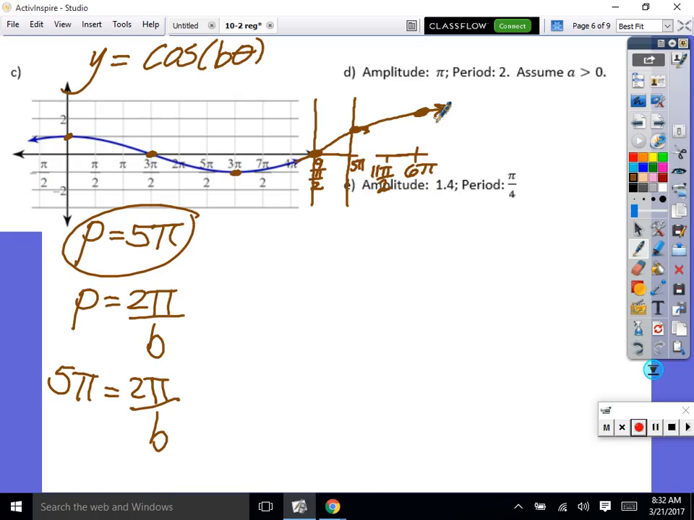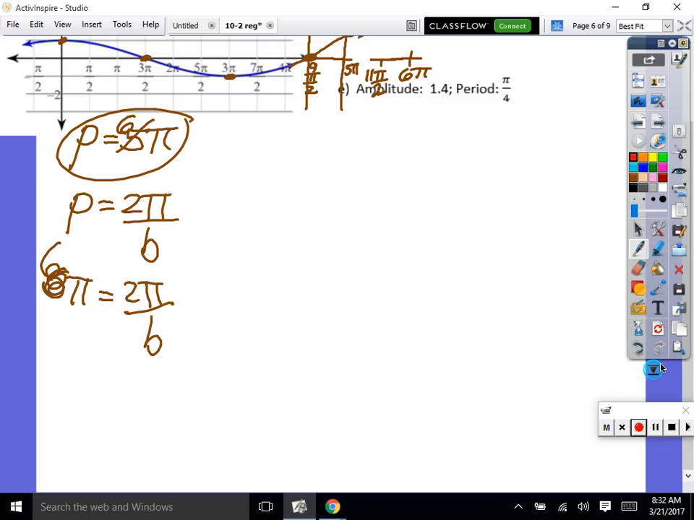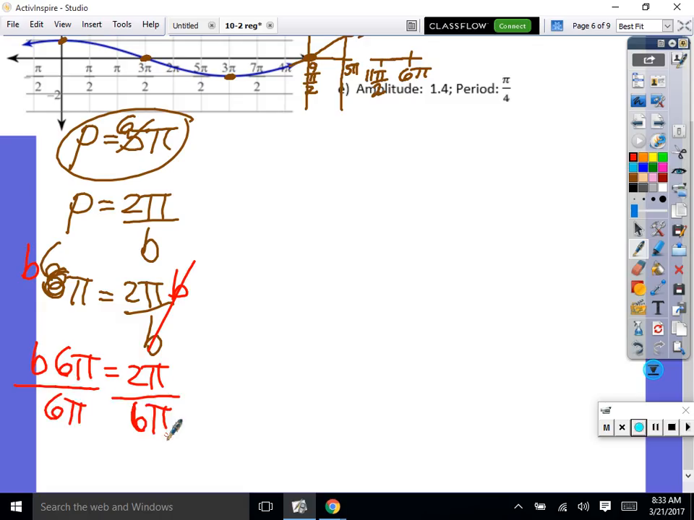Okay, so this actually is 6 pi right here. So now let's solve for b. So we multiply both sides by b. That one took some thought, so I like it because it made us think a little bit. So we have b times 6 pi equals 2 pi. Solve for b. Divide by 6 pi. So b is equal to 1/3, which, if you look at it, makes a little bit of sense.